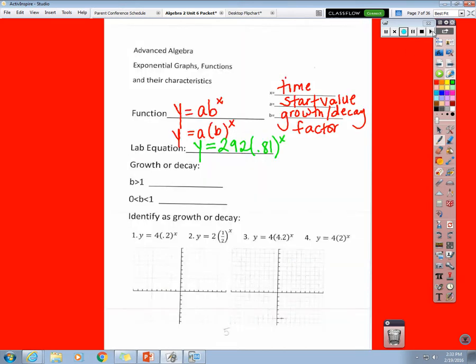If your b value is greater than 1, it's a growth. If your b value is between 0 and 1, it's a decay. And wasn't our value 0.81, which is between 0 and 1, which is why it was a decay?